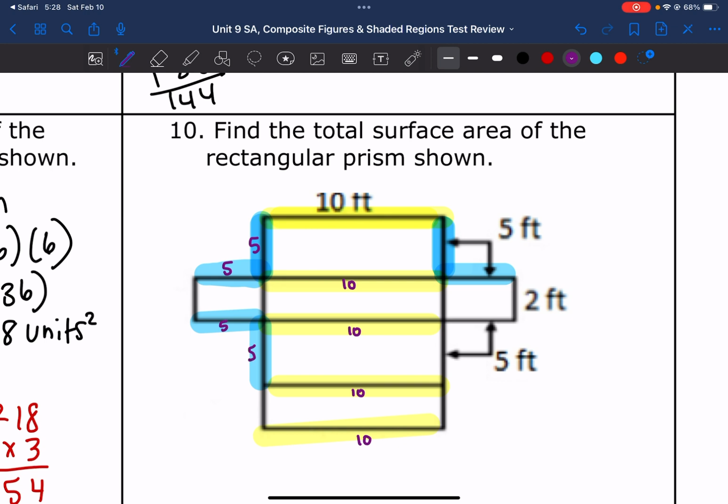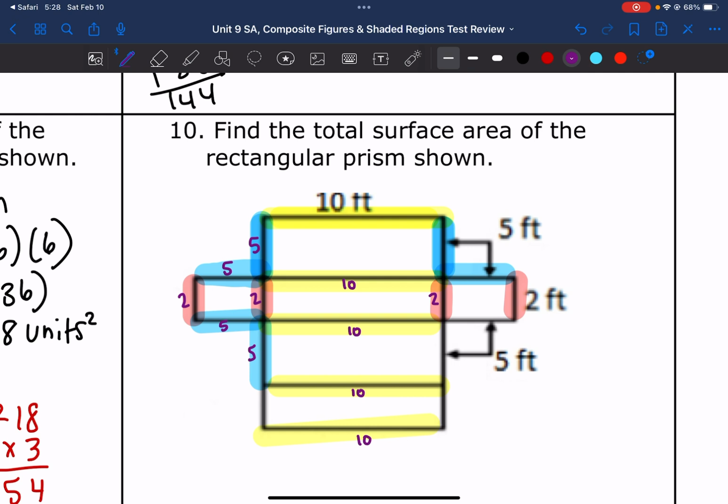So 5 and 5, okay? Now, this is what I meant to do. If this one is 2, all of these that are parallel will be 2, okay? So 2 here, 2 here, 2 here, okay?